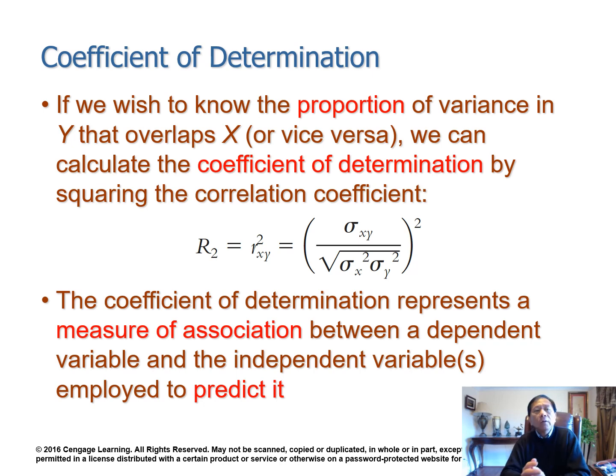Okay, what's the meaning of coefficient of determination? The coefficient of determination represents a measure of association between a dependent variable and an independent variable employed to predict it. In other words, to what degree, what percentage, how much of the variance in y is explained by your model. That's R squared.